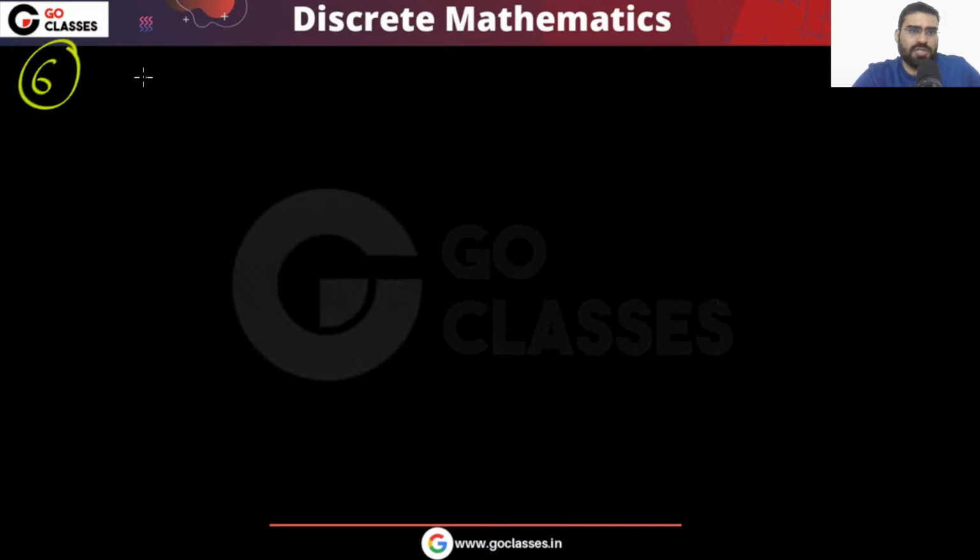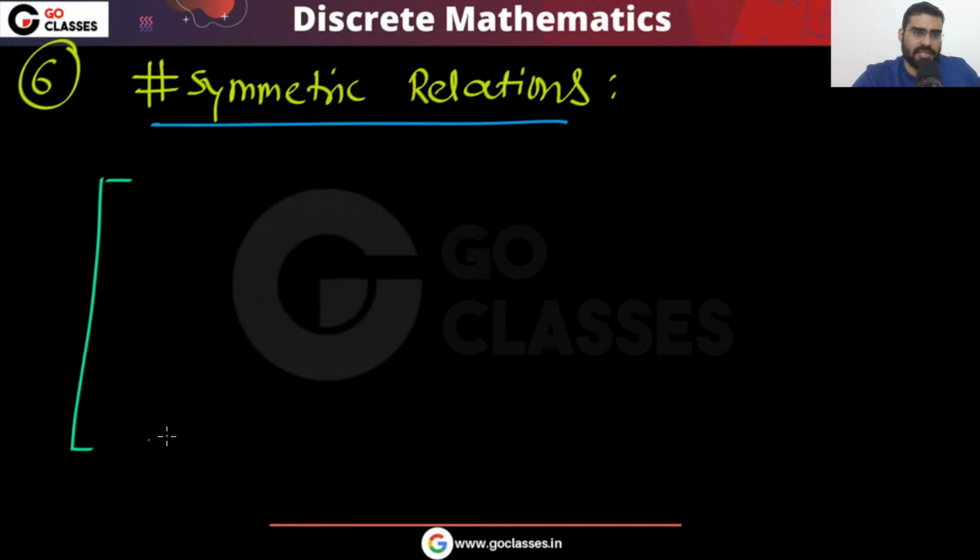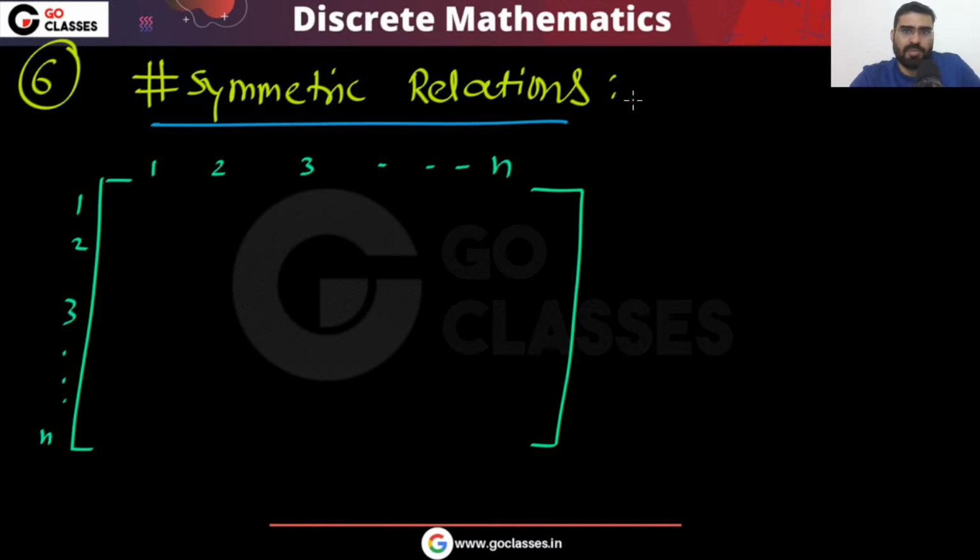Okay, let's see what is the number of symmetric relations. How many symmetric relations are there? Again, exactly the same thing will happen: in a symmetric relation, you must have a symmetric matrix. Because you have a symmetric relation, that means this matrix must be symmetric.